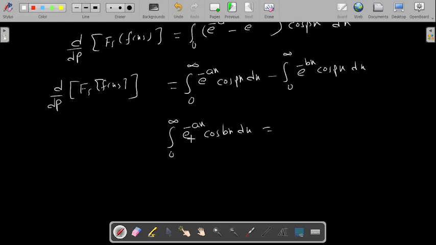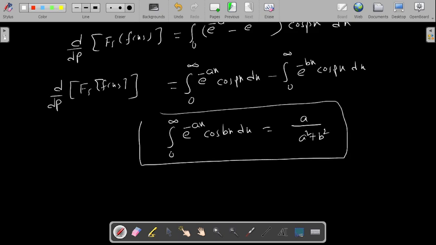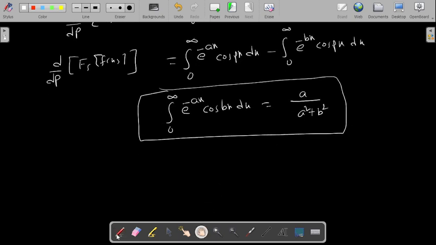Integral 0 to infinity e power minus ax cos bx dx. This formula is a by a square plus b square. So now can anybody say what is this value? E power minus ax cos px dx, what will this value be? Can anyone?